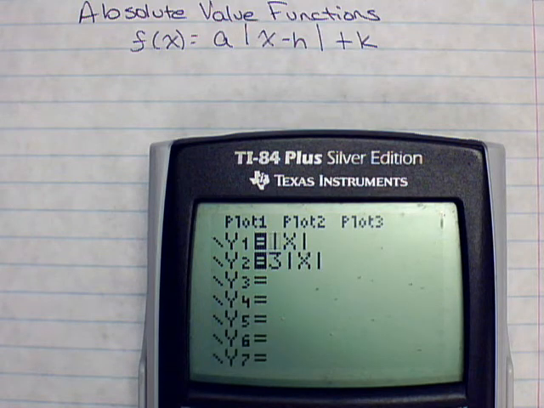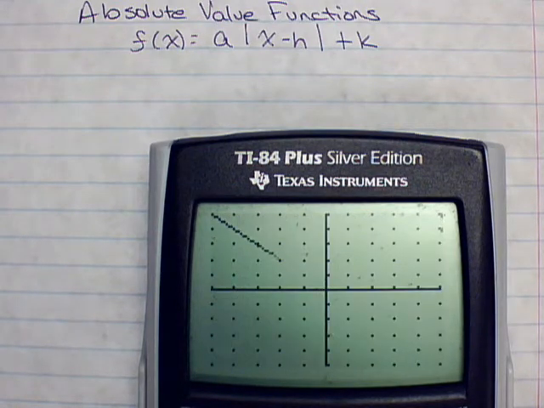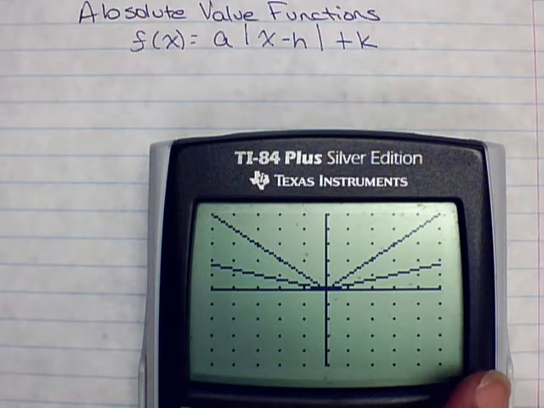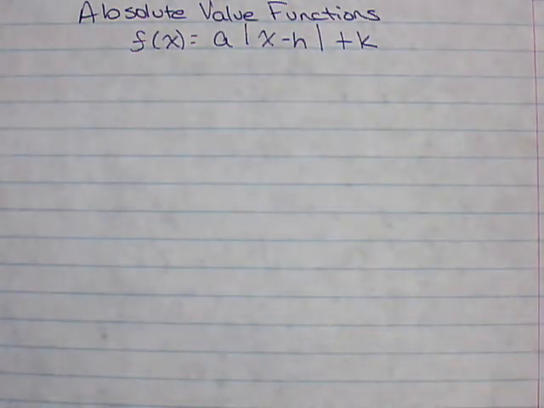Now, let's see what happens if I change that to, I'm going to insert 1 divided by, so we've got 1/3 in front. There's the original. Ooh, it makes it wider. Made it a slope of 1/3. So using these rules, we can graph absolute value functions very quickly.